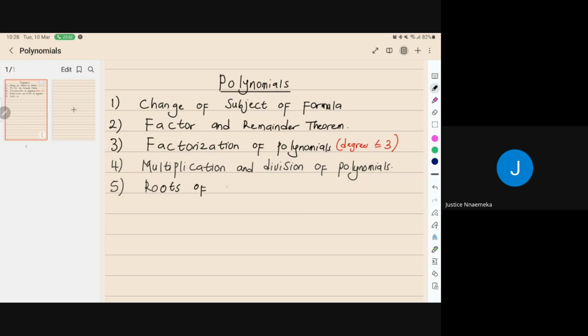So roots of polynomials not exceeding degree 3. You know what that implies, right? That means the highest power should be 3. Are you there, guys? A thumbs up if you're hearing me. Yes, good. So the highest power is going to be 3. That's the kind of polynomial you should be looking at.